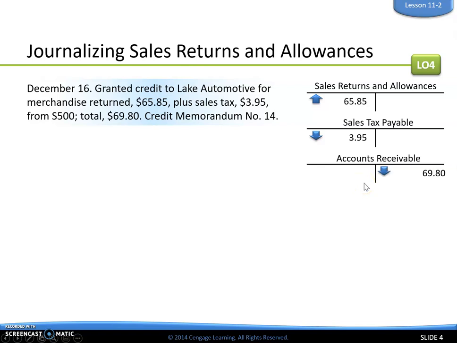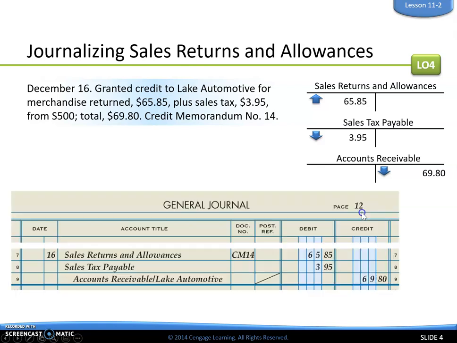And then our accounts receivable, we are going to credit that. We're going to decrease our accounts receivable for $69.80 for the total amount because now Lake Automotive does not owe us that much money anymore. So our accounts receivable credit should be for the total amount. We're going to debit our sales returns and allowances just for what was returned. And then our sales tax payable is going to be the tax part of that return.